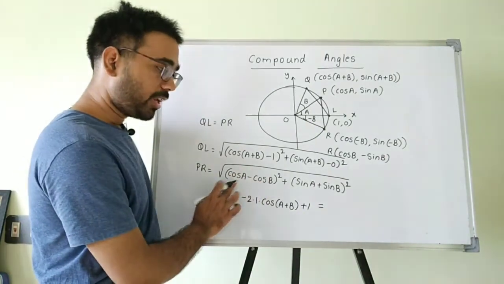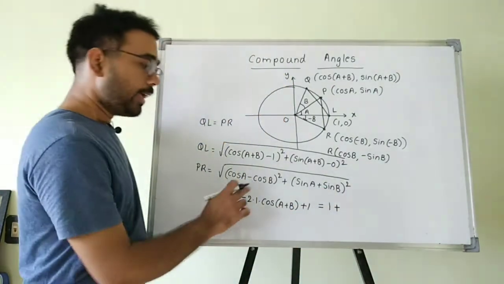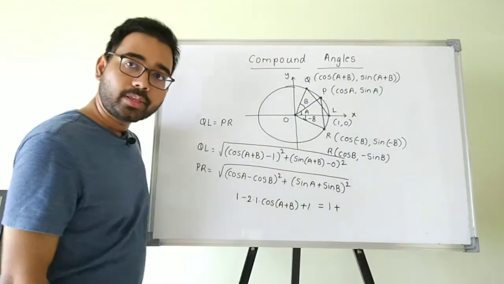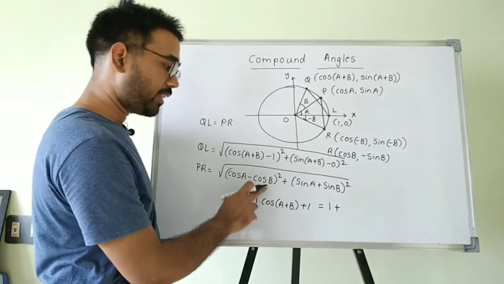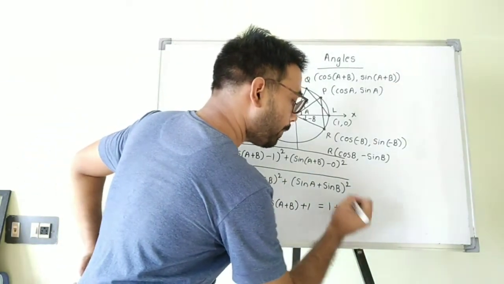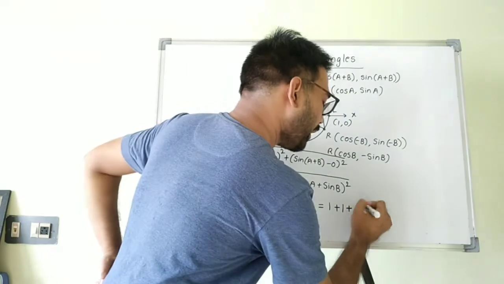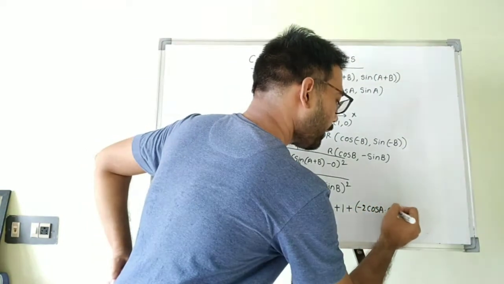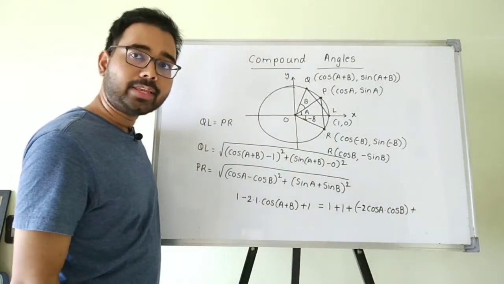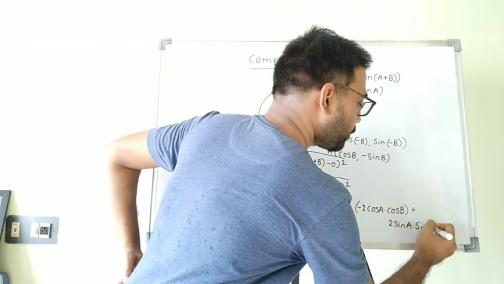Now you see cos square A plus sin square A, that is going to be 1, right? So 1 plus, let us write the middle terms later, cos square B plus sin square B, that is going to be 1, right? Because here the last term is cos square B, and the last term here is sin square B. So that is going to give us another 1, plus here the middle term is going to be minus 2 cos A cos B. So we have minus 2 cos A cos B plus the middle term here, which is 2 sin A sin B. So we have plus 2 sin A sin B plus 2 sin A sin B.